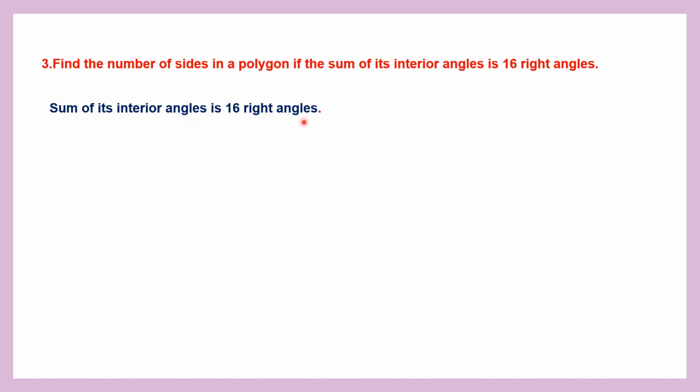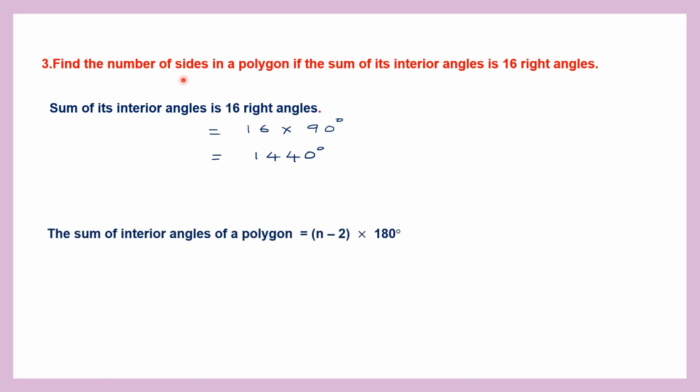Now let's find the value of this. 16 right angles means 16 into, how much is the value of a right angle? It's 90 degrees. 16 into 90 degrees. Why did we multiply by 90? Because the value of a right angle is 90 degrees, and here they're saying 16 right angles. That's why 16 into 90 degrees, you get 1440 degrees when you multiply this. So this is the sum of the interior angles. If we know the sum of interior angles, we can easily find the number of sides by applying this formula.